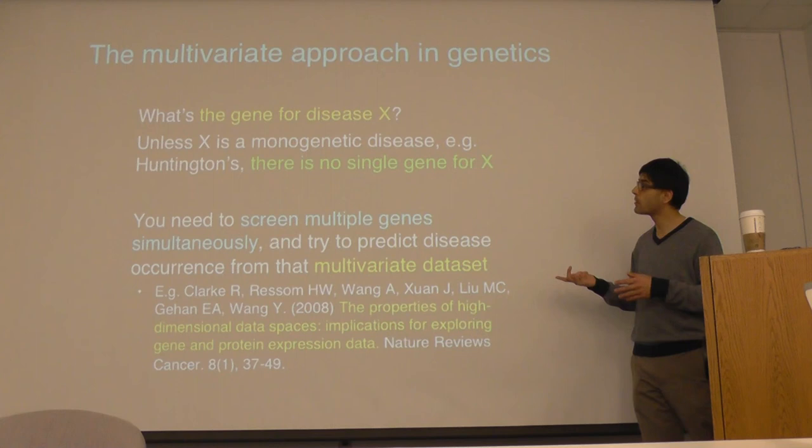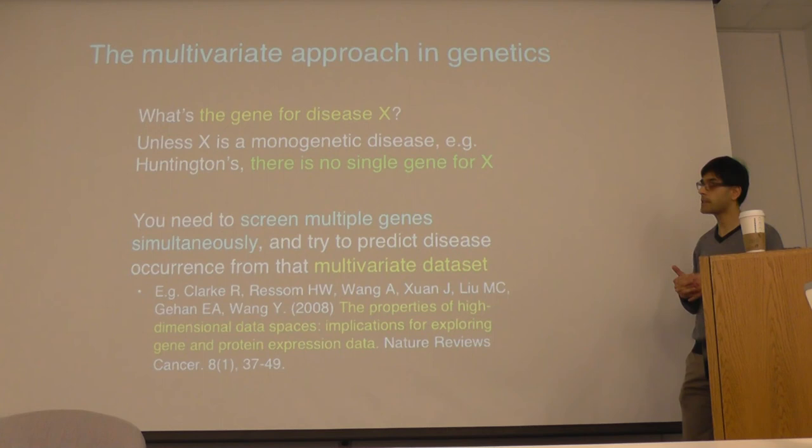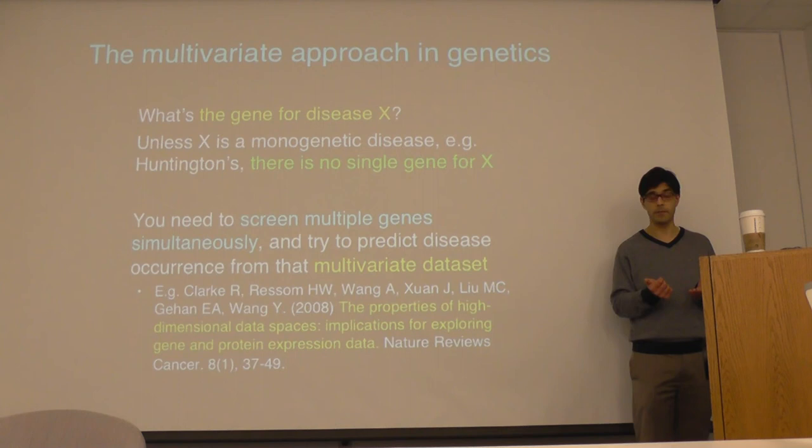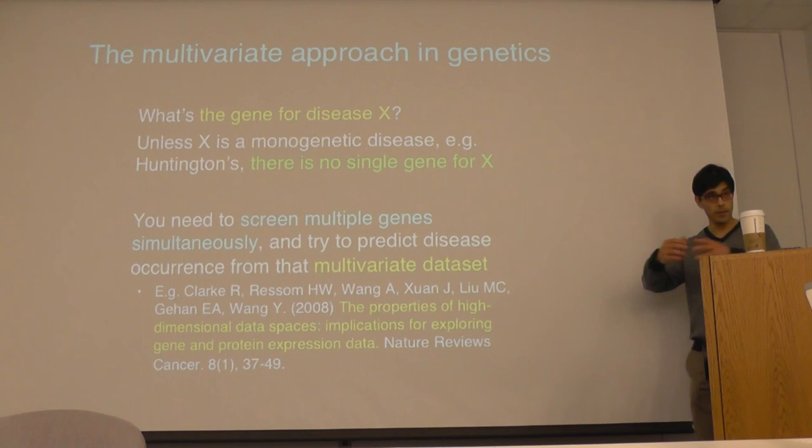For most things, there's no individual gene for it. So, what's the gene responsible for getting lung cancer? Well, if there was one gene for that, it would be a lot easier to cure lung cancer than it actually is. There are probably lots and lots of genes involved. So you have to screen lots of genes together, and then you have lots of variables.